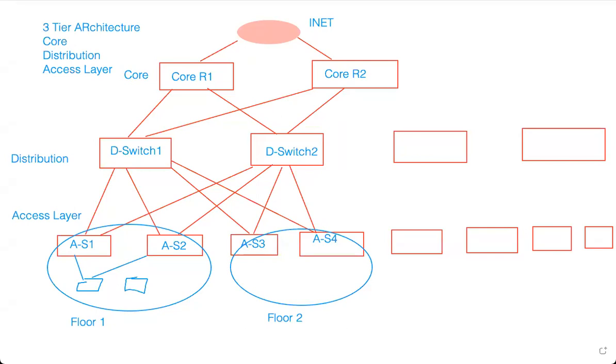So now tell me, does this look like a fully redundant network or no? Does it look like if one device goes down, we have a different path or no? Tell me that. Yes.